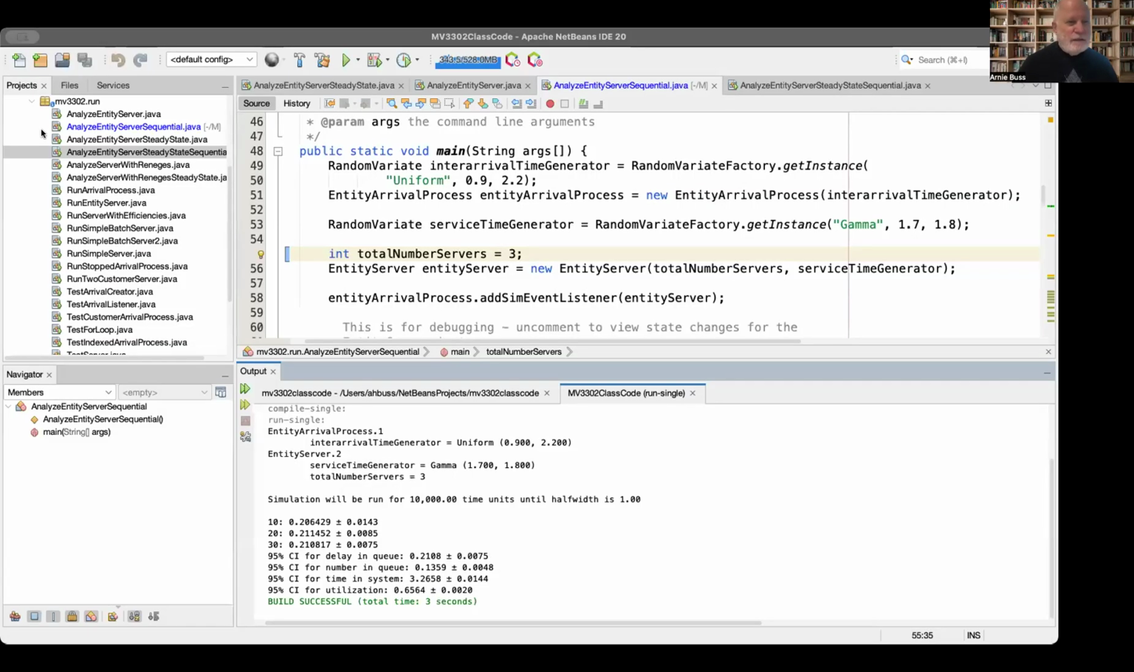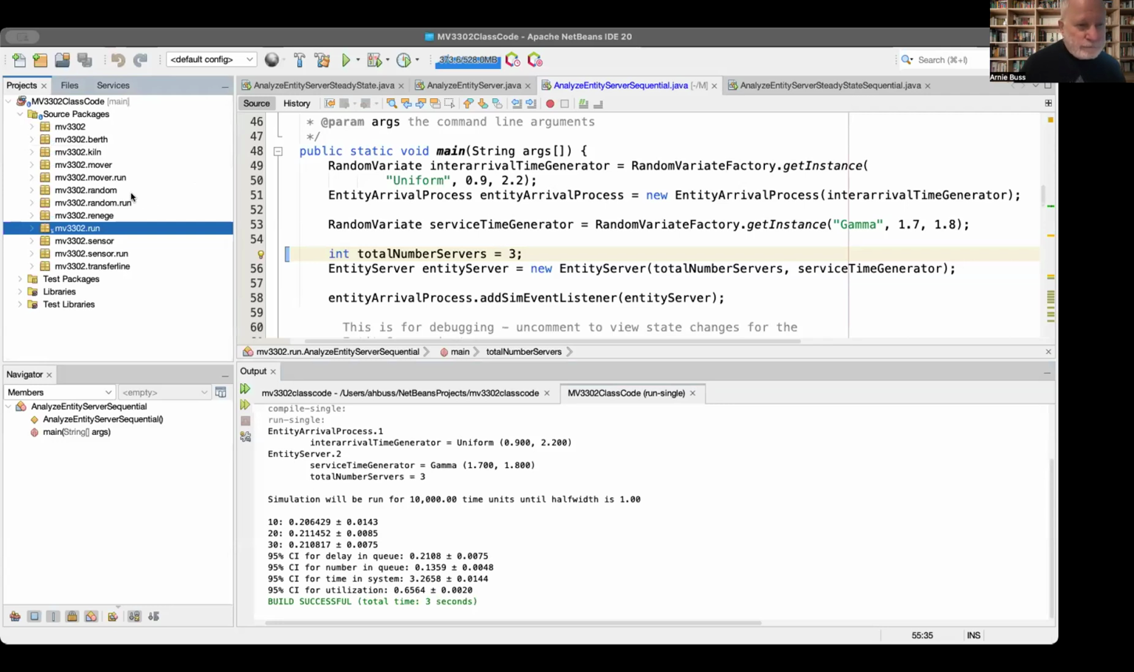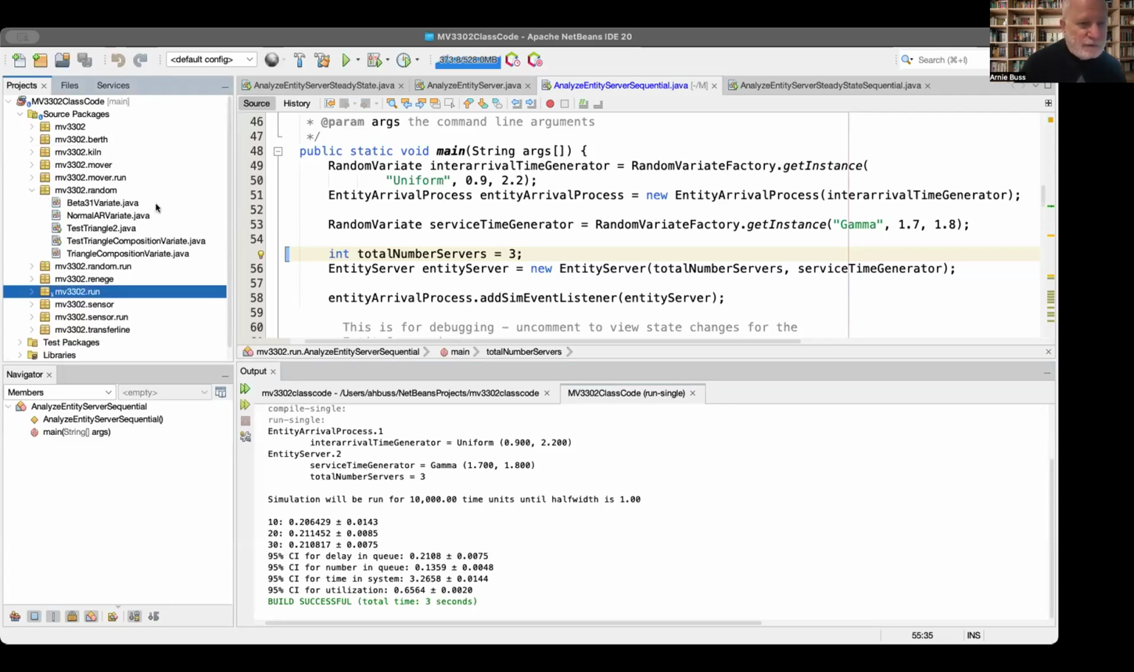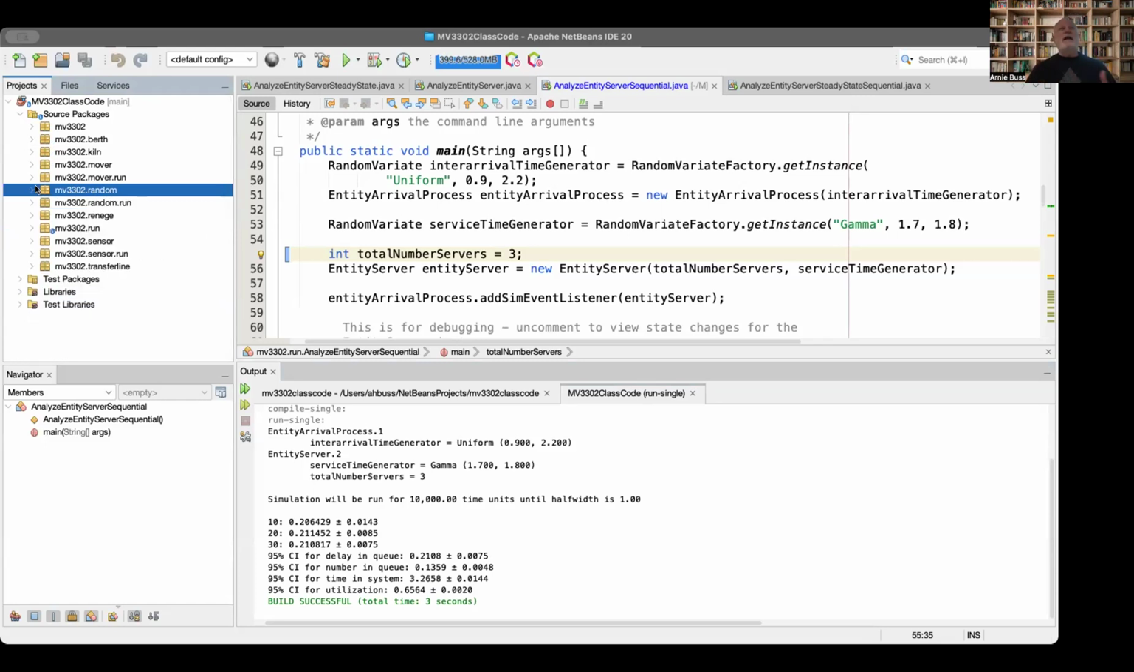There is an example. Let me verify this. There should be an example. Yeah, or several. There are 3 examples in the MV302 random package in your class code. So use those as a model for how to do yours.